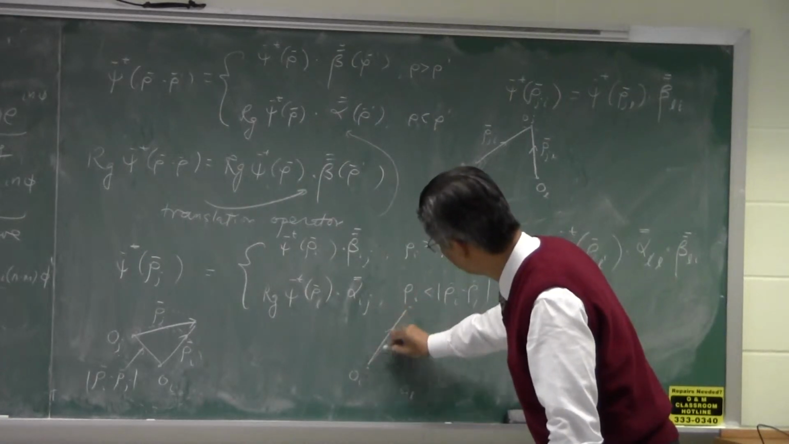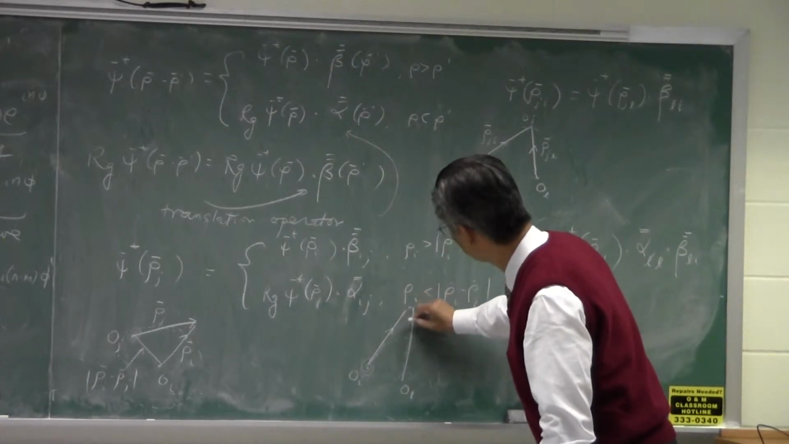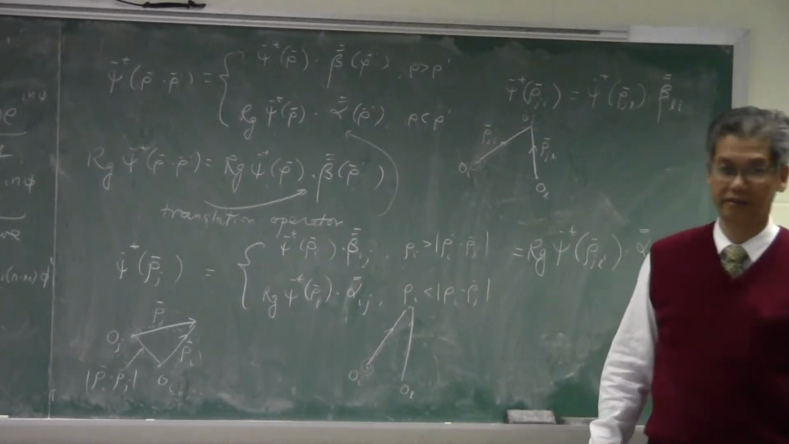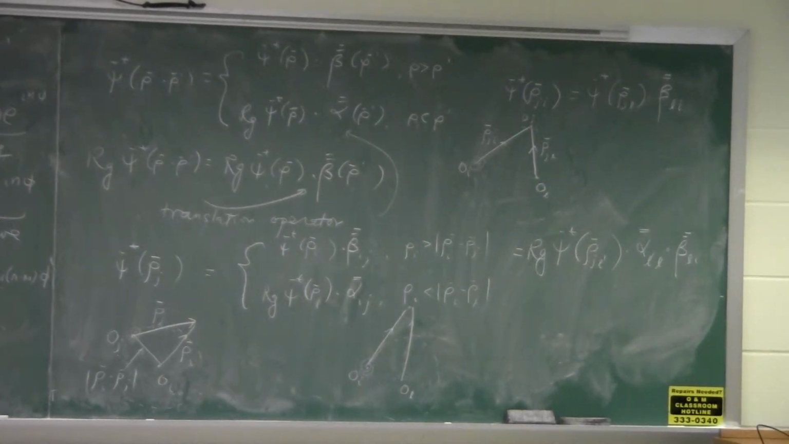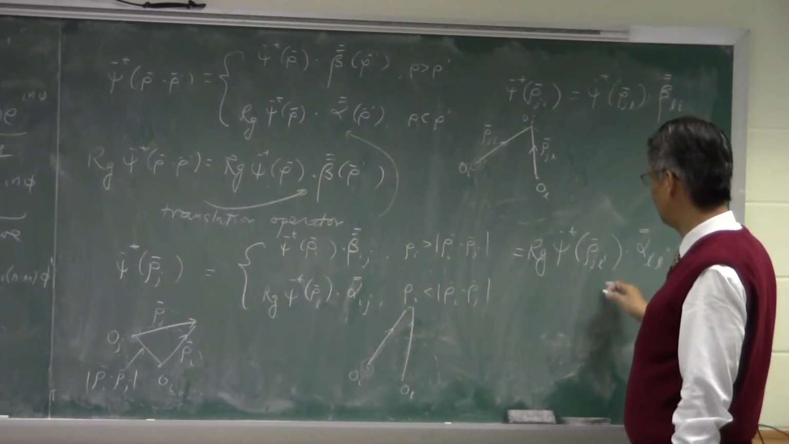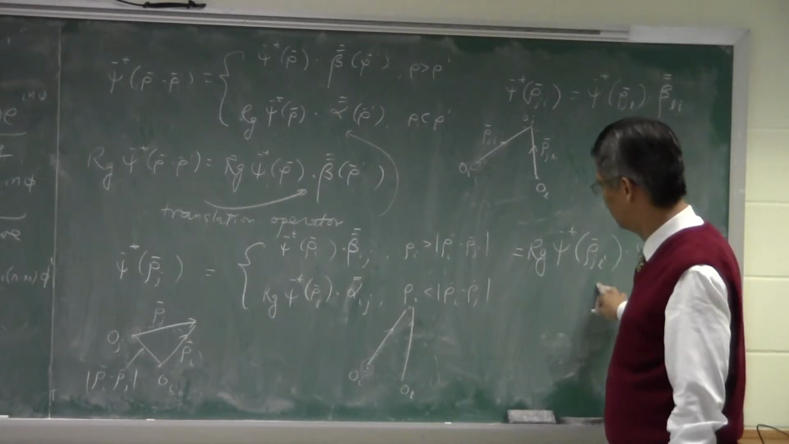Originally, the wave was emanating from here. After the first translation, the wave seems to be emanating from OL. It's what the first translation did. It seems to be emanating from a different origin now. And then I'm going to do one more translation. The translation is to make the wave seem to be a standing wave of our new origin.